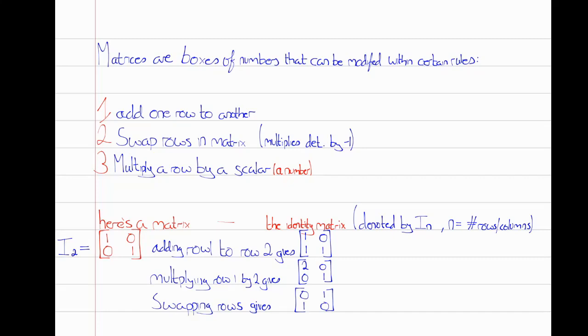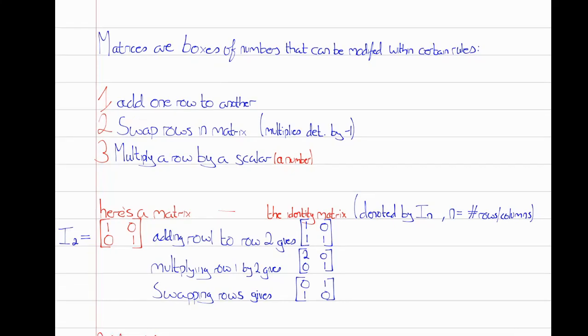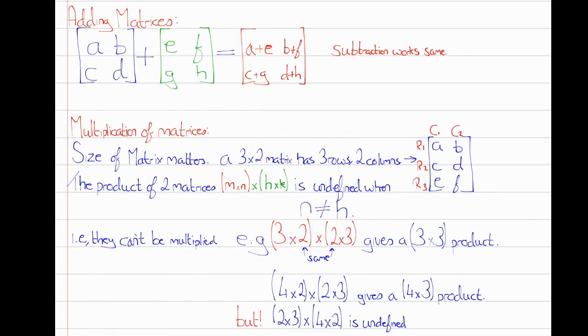And we can also swap rows. And doing that, we're going to get 0, 1, 1, 0. This doesn't essentially affect the properties of this matrix. So why do we do this? We do this so that we can get this matrix into what's called reduced row echelon form. We'll discuss that later.